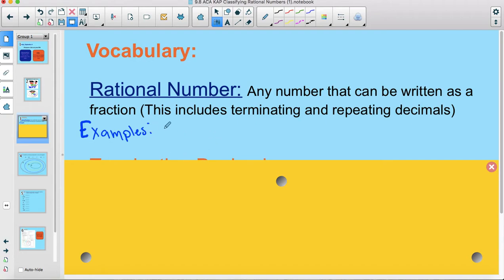Some examples are 3.25, 1.5. And the reason 3.25 is up there is because it can be written as 3 1/4. So it could be written as a fraction if we wanted to.